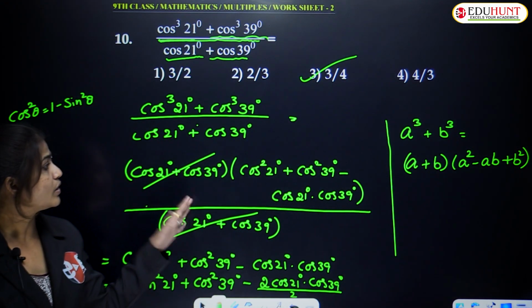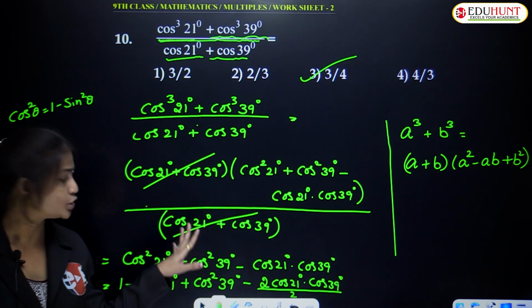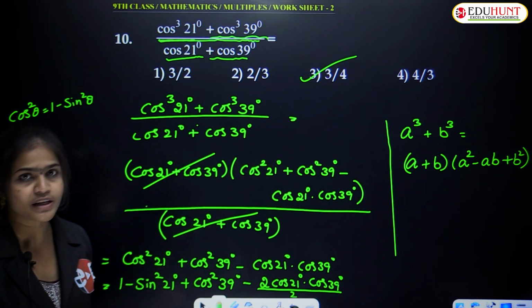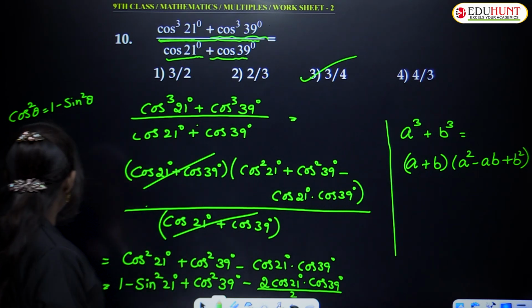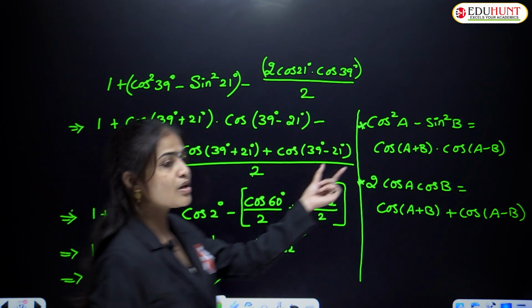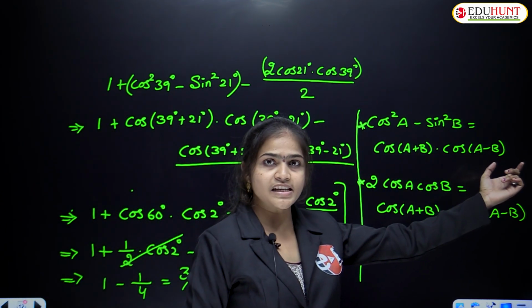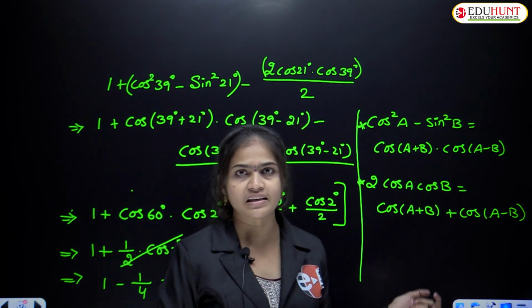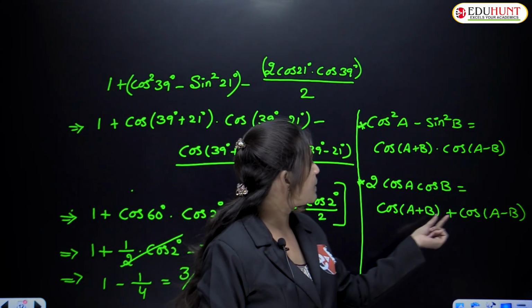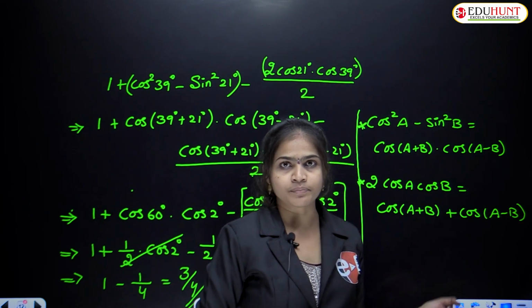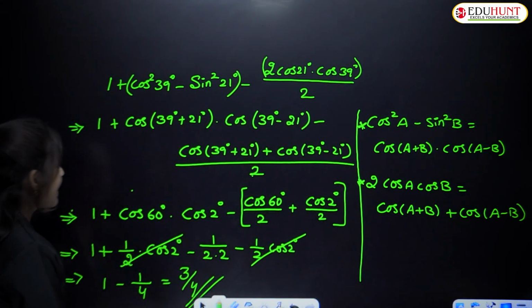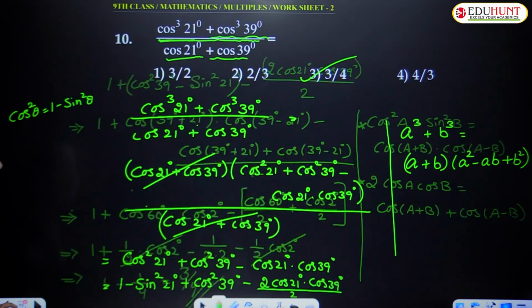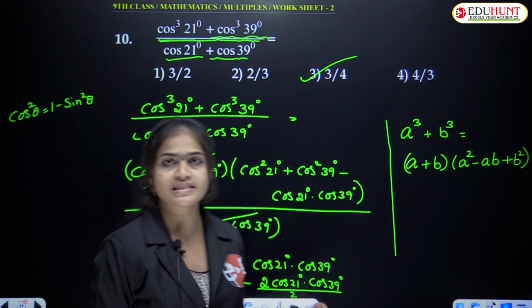Understand? So here totally how many formulas we used in this question? Totally we used 3 formulas. One is the A cube plus B cube formula, and in the same way here we used cos of A plus B into cos of A minus B, as well as the sum of these two compound angles also we used, cos of A plus B plus cos of A minus B. Okay, and finally we are getting the answer as 3 by 4. So which option is correct here? Option 3, 3 by 4 is correct.